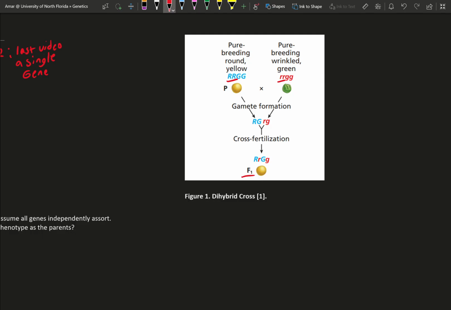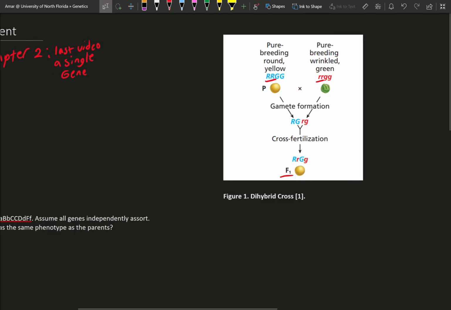But today we're combining another gene, and multiple genes for that matter, into this process to figure out how we can determine what a certain genotype or phenotype frequency is.